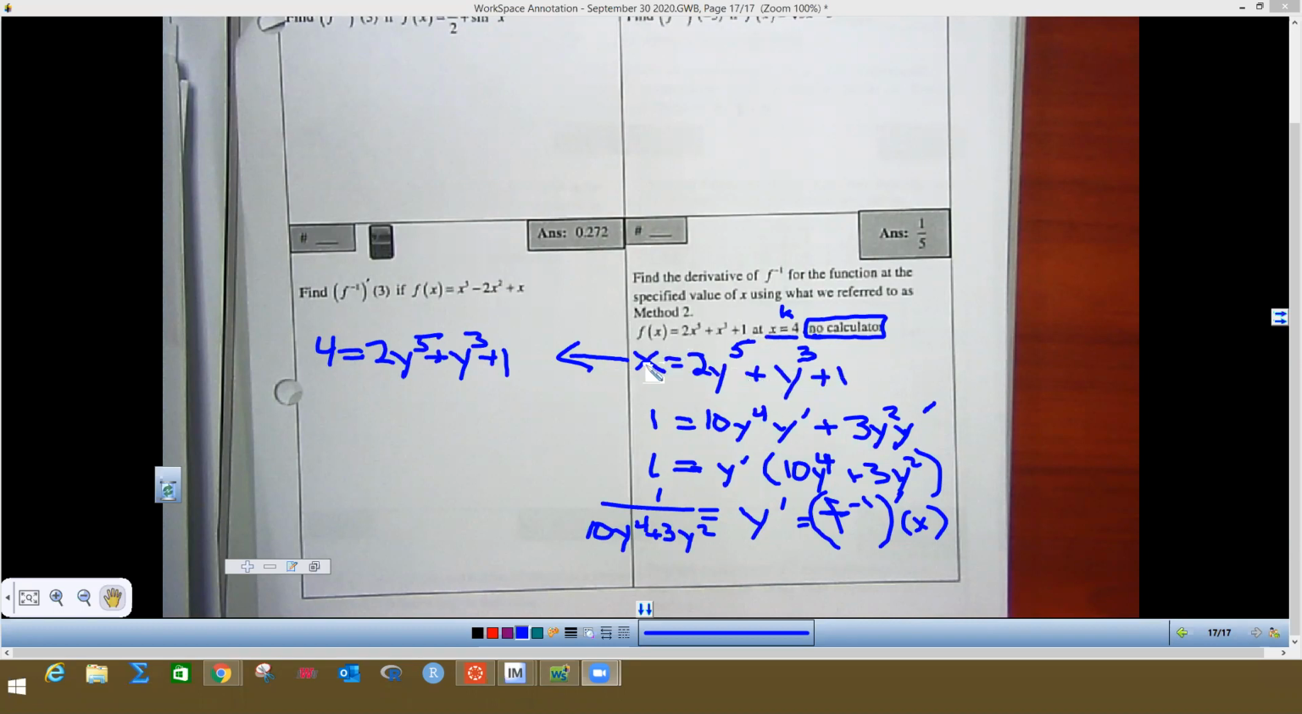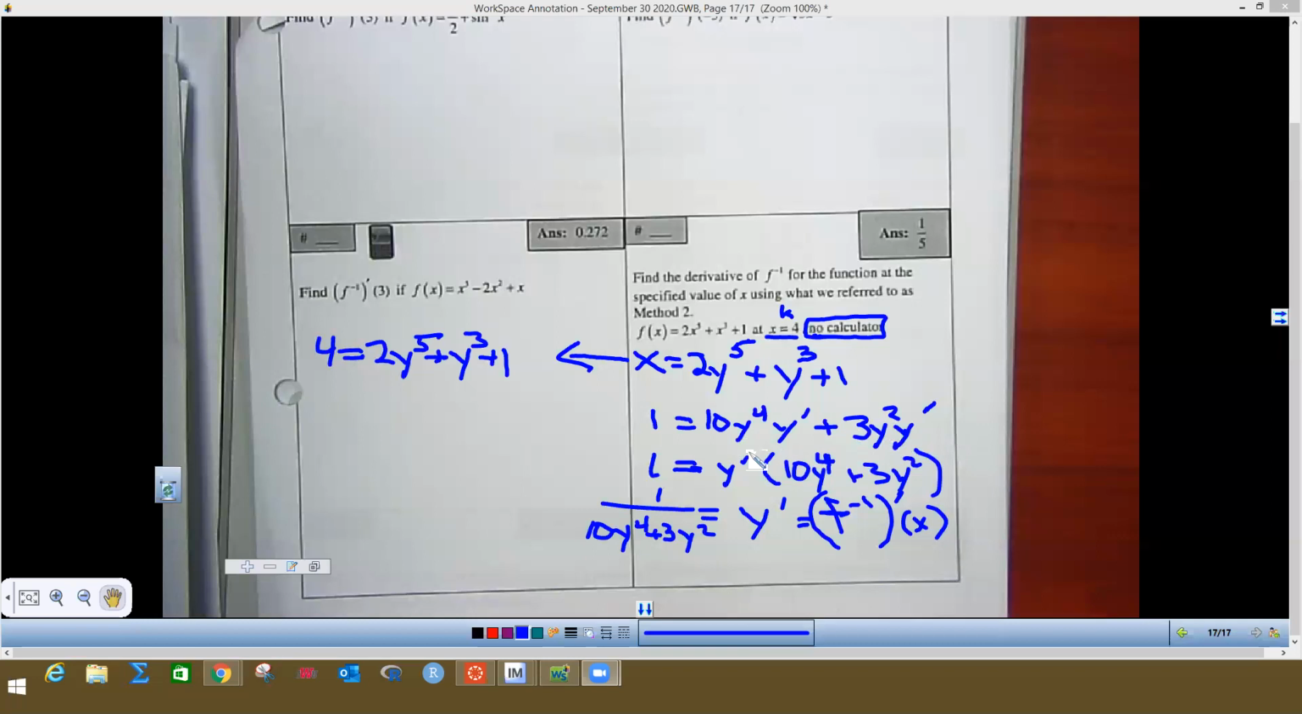And then we're supposed to do the derivative of this. So I did the derivative of x, which is 1. Then I did the power rule. I got 10y to the fourth y prime and 3y squared y prime. And the derivative of 1 is 0, so you don't worry about the 1. And y prime is the same as dy/dx, so you can write it either way.